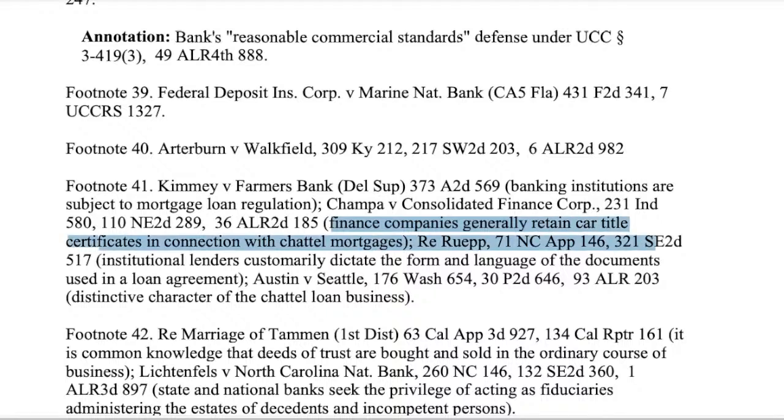Finance companies generally retain car title certificates. Car title certificates, not the title, certificates in connection with chattel mortgages. So mortgages on movable property. Institutional lenders customarily dictate the form and language of the documents used in a loan agreement. That's the distinctive character of the chattel loan business.